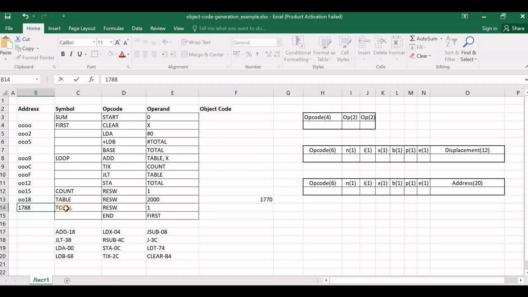So here, what is the instruction at 1788? It is again a reserve word, and one word you are reserving. So here it starts at 1788. One word is equal to 3 consecutive bytes. So it starts at 1788, 89 and 90 are nothing but the locations which are allocated for the variable total. We are not worried about the ending address because the next instruction is an end assembler directive, which says that it is the end of the program.